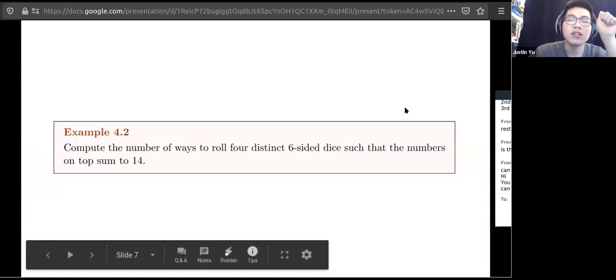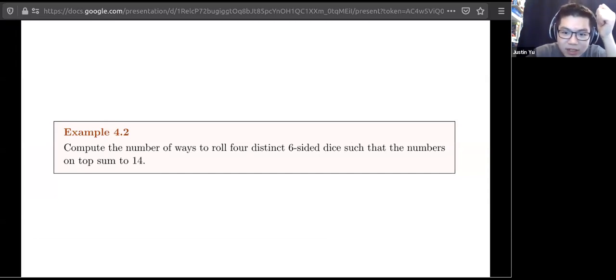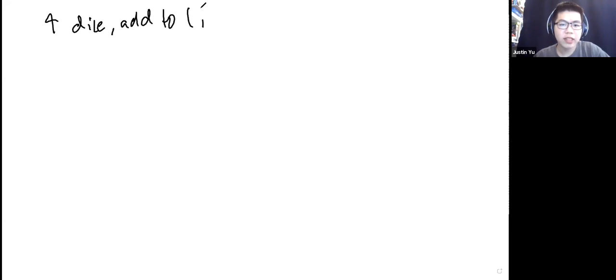So let's take a look at this question. Just get the essentials written down really quickly because I'm going to try and go faster. This one is going to be a bit more refined casework, but it's still going to look like a lot of cases. This is the method that I like to use. Okay, 4 dice add to 14, and they're standard 6-sided dice.